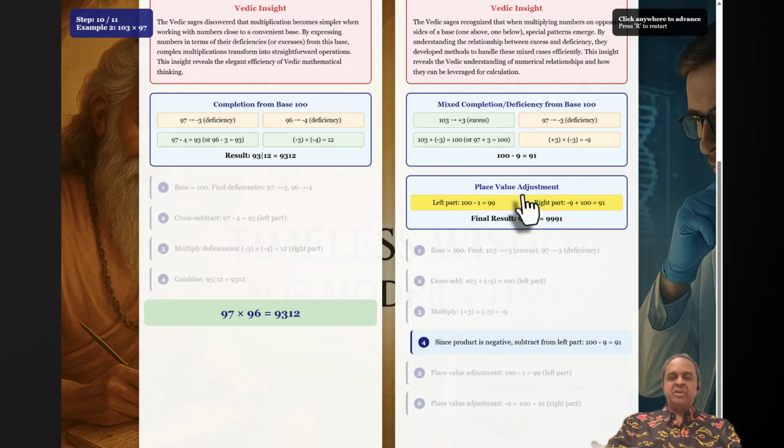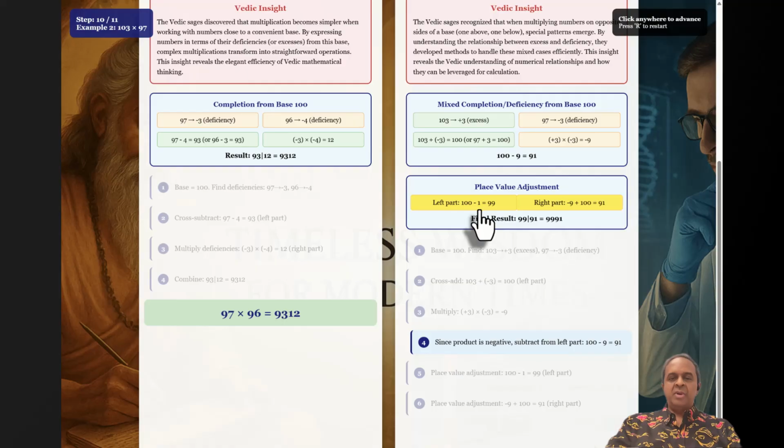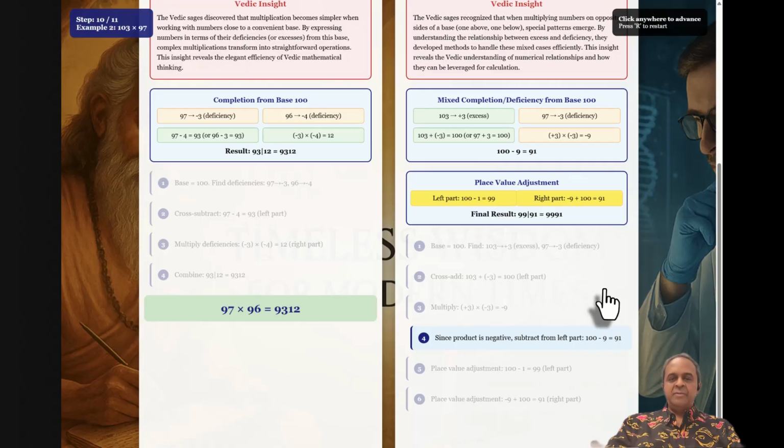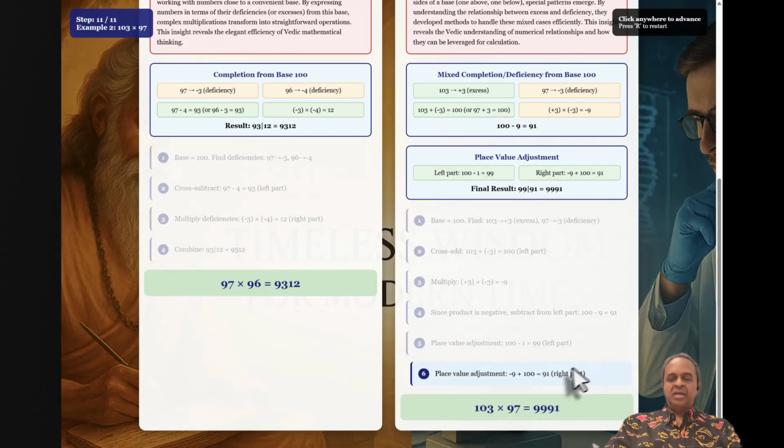Now, as far as the left side of the result, as part of the deficiency, you subtract -1 from 100. So to get the right side, you take the multiplication of the two deficiencies, -9, and subtract from 100, that's 91. On the left side of the solution, you just subtract -1 from 100, and that's 99. So that's how you get the final result: 103 times 97 is 9,991.